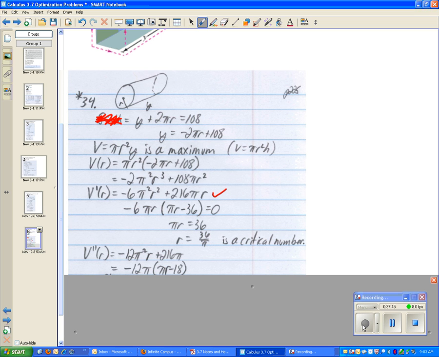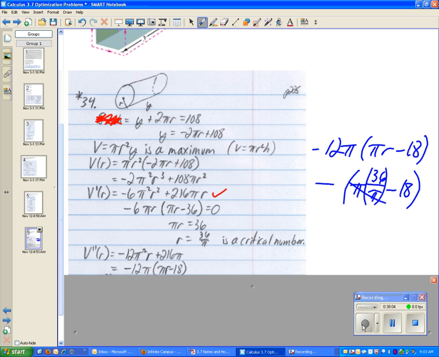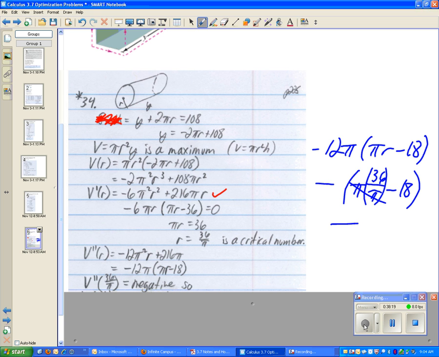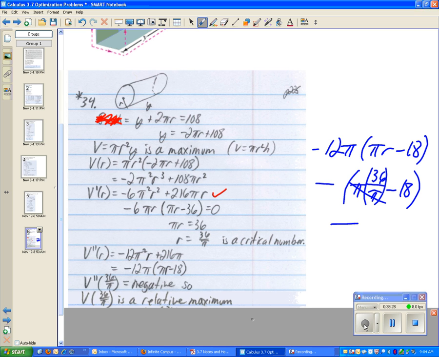All right, so I didn't write this down, so I'll write it over here. I've got this. All right, so that's negative out in front. And then in the parentheses, when I replace r with 36 over pi, pi's divide out, do I get a positive or a negative number inside the parentheses? Positive, and negative times positive, so I get a negative second derivative. Is that what I wanted? Yes. All right, so V double prime of 36 over pi is negative, so V of 36 over pi is a relative maximum.